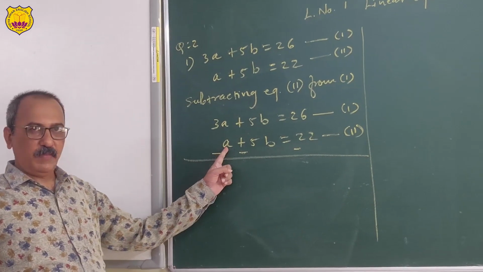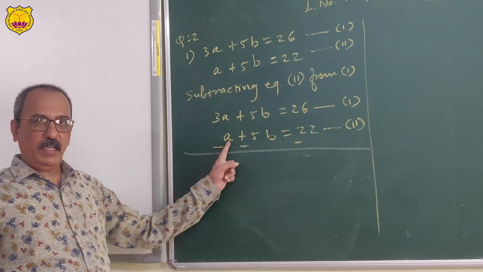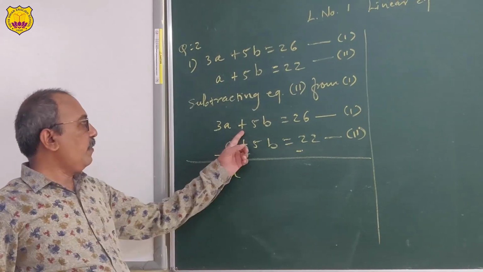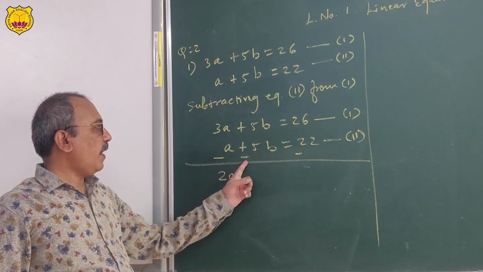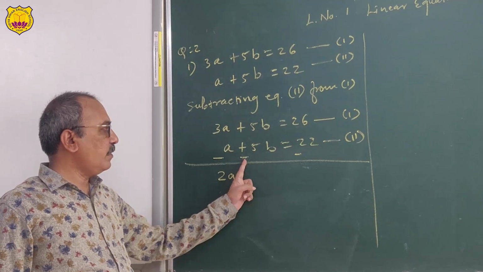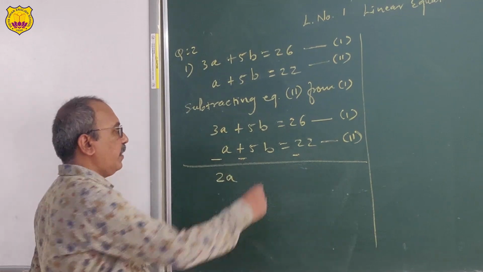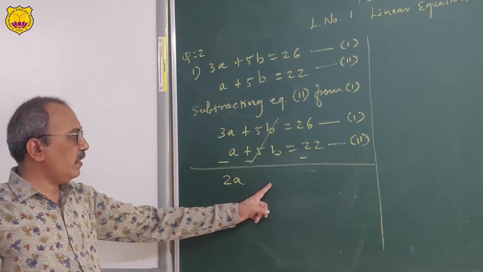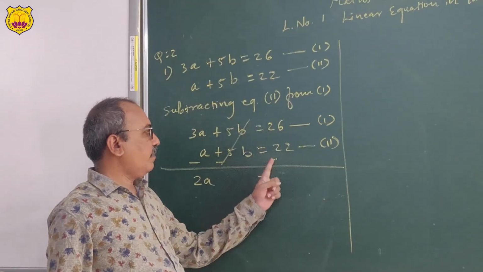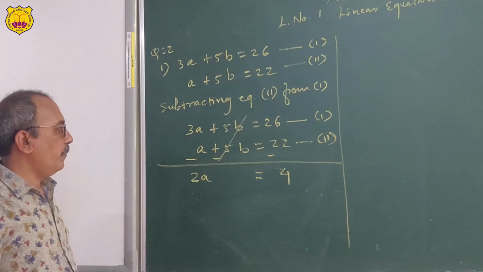3a minus a. Now you have to consider this negative sign and not double one positive. 3a minus a is 2a. And here we got both the different sign. Plus 5 minus 5. Here we will consider, remember, we will consider negative sign, the new sign written below. So, plus 5b minus 5b will be cancelled. We get 0. So, not to write anything over here. Here is equal sign. After equal, 26 minus 22 will be 4.